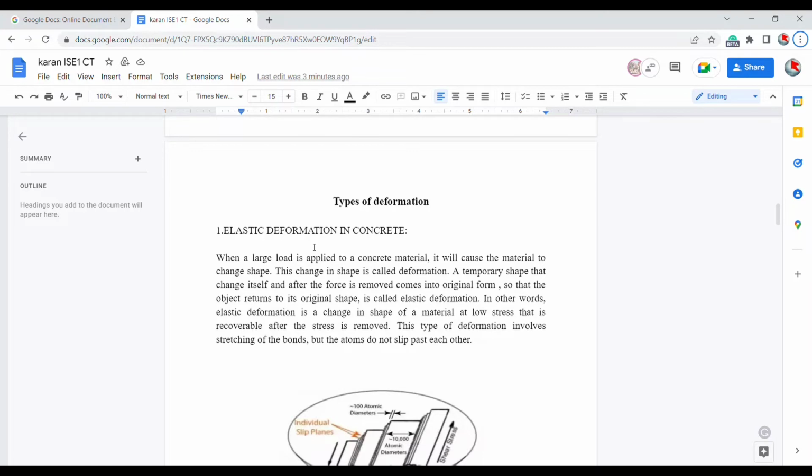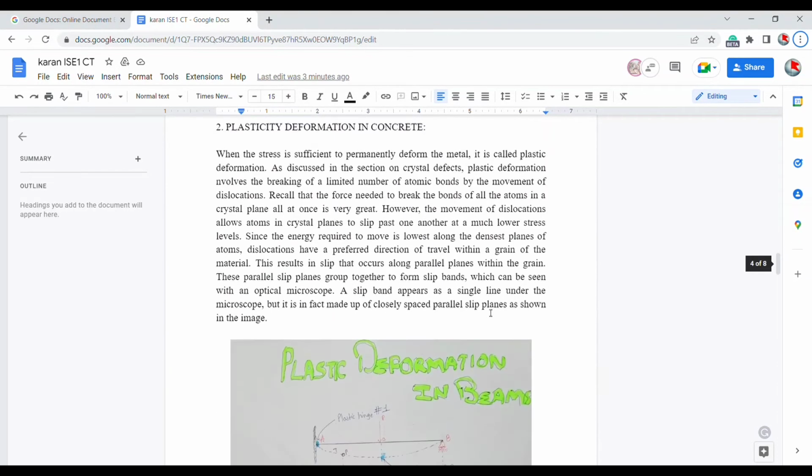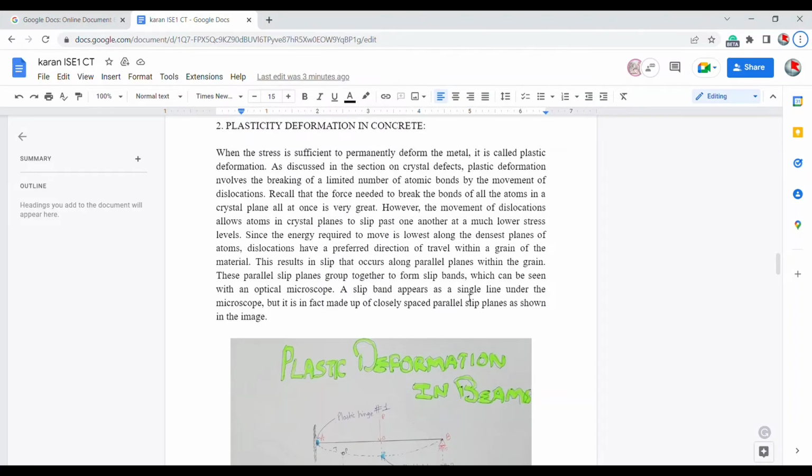Now we will move to plastic deformation. So what is meant by plastic deformation? Plastic deformation is when the load exceeds a certain level and concrete behaves like a plastic body. After removal of load, there is still a residual permanent deformation, known as creep. The deformation due to the process of creep continues for months and years, as I told you before. So it is known as plastic deformation.